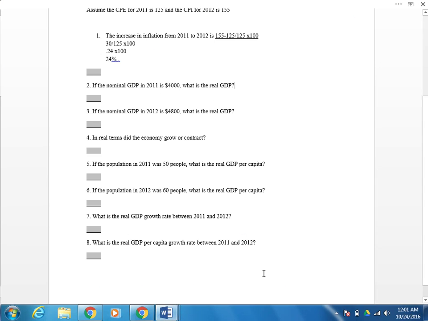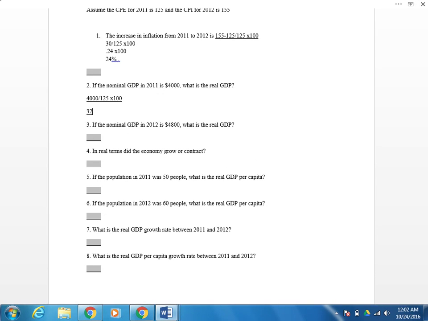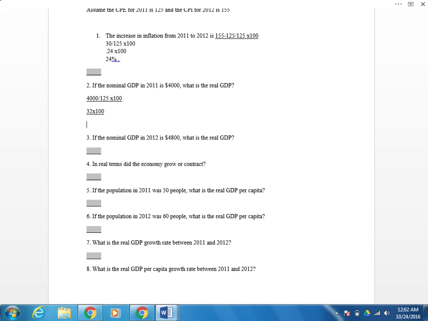So the nominal GDP, we're doing number 11, is 4,000. We will divide it by CPI for 2011, which is 125, and then we're going to times it by 100. Okay, so 4,000 divided by 125 is going to be 32, times 100 is going to be $3,200.